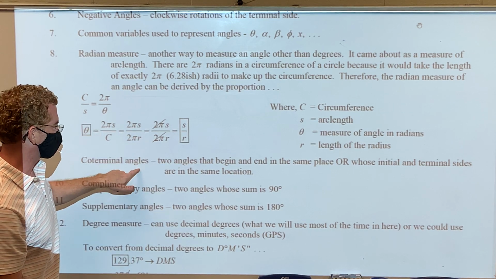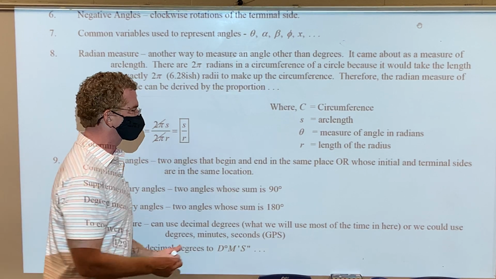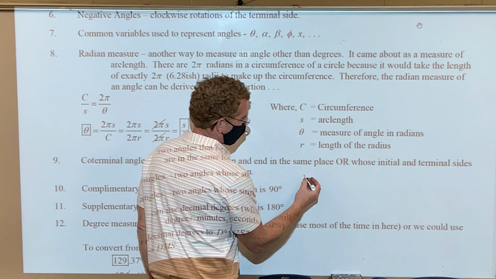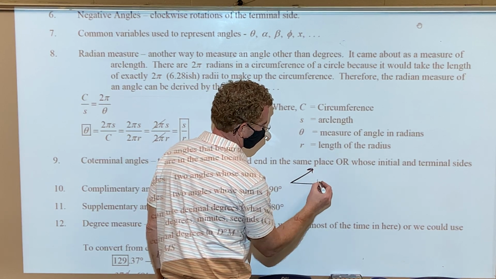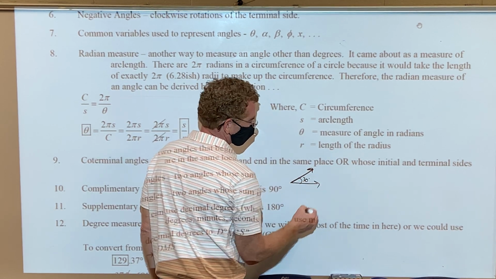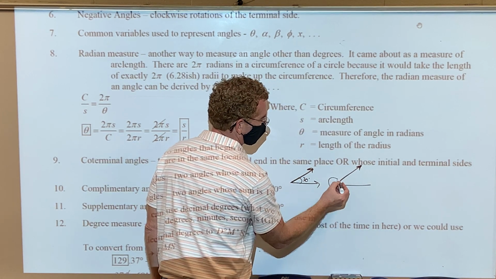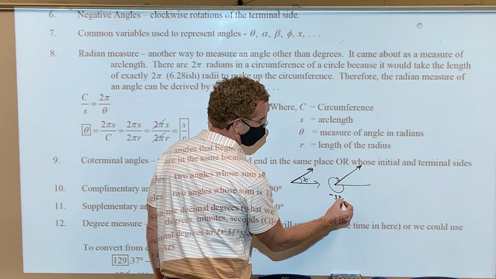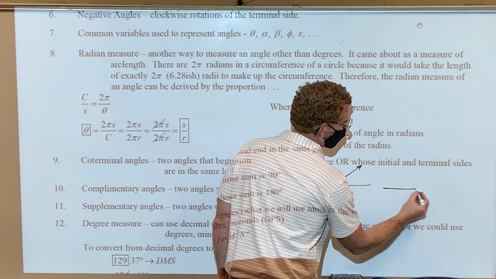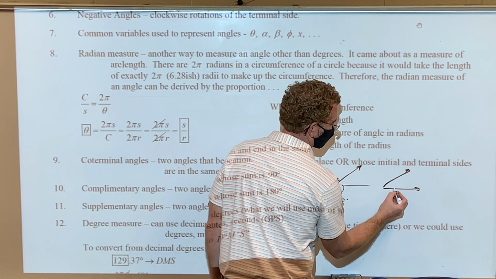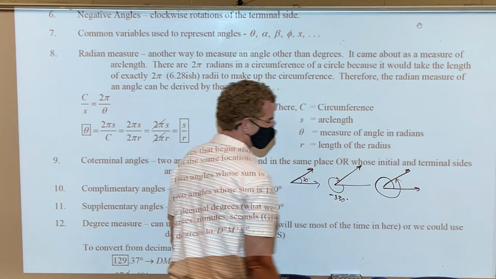But anyway, the angles that begin and end in the same place. If I have two of them, it could be something like, here's your first one, it's 30 degrees, right? And then you've got another one that looks like 30, but it went this way, so it was negative 330. Or maybe you got another one that looks just like the first one, and maybe it went around like this.